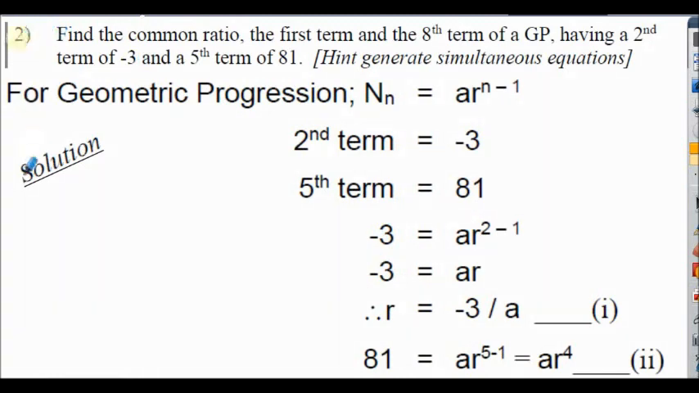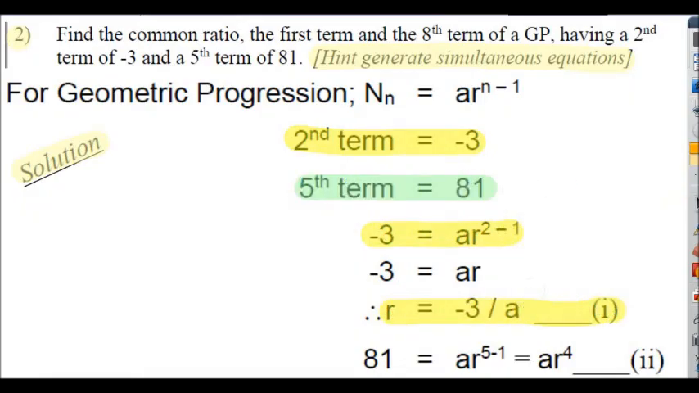Question 2 solution. Again, there's a hint in the question to generate simultaneous equations, so that's what we will do here. I'll let you review the solution at your own pace, but knowing the 2nd term in the series, we can generate one equation, rearrange here, called equation 1, and knowing the 5th term in the series, we can generate a 2nd equation, shown here.